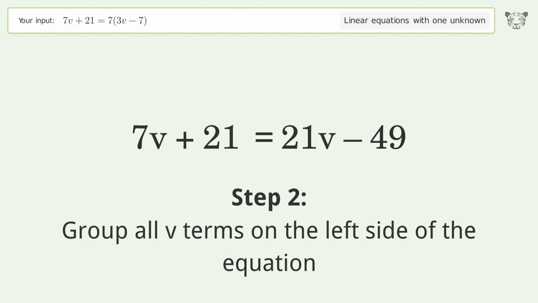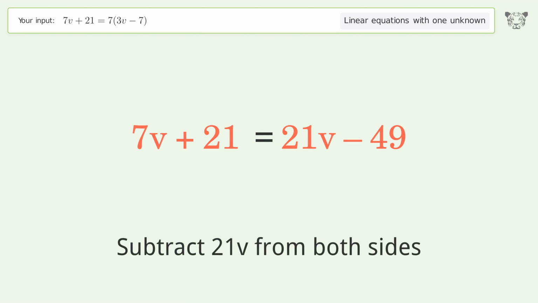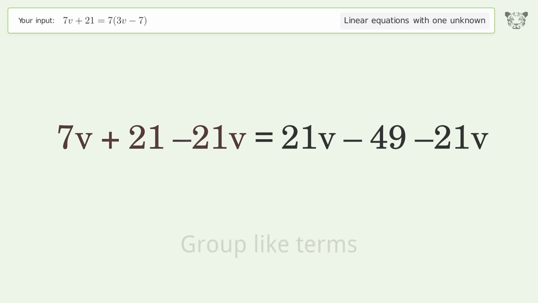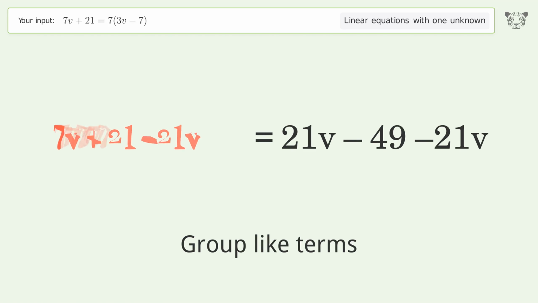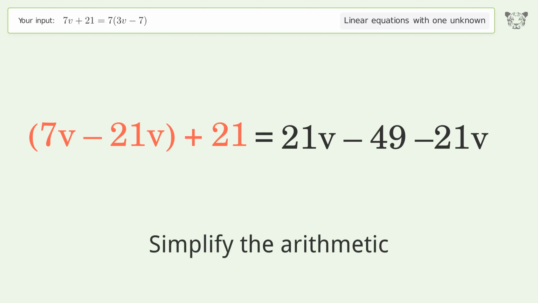Group all v terms on the left side of the equation. Subtract 21v from both sides. Group like terms. Simplify the arithmetic.